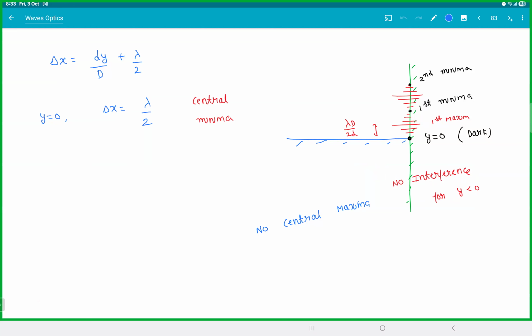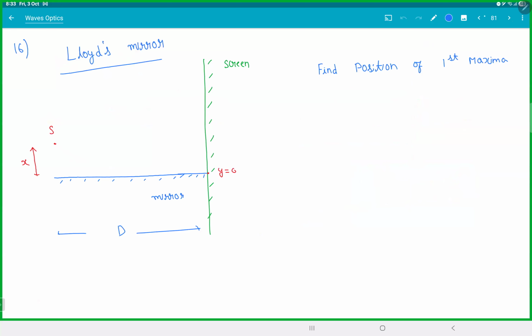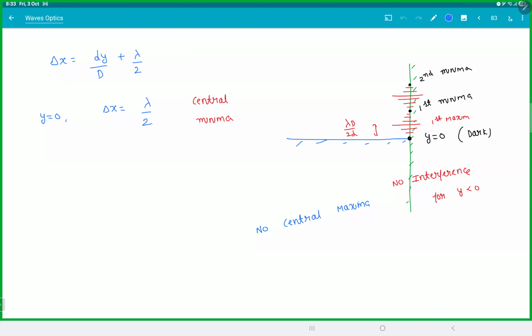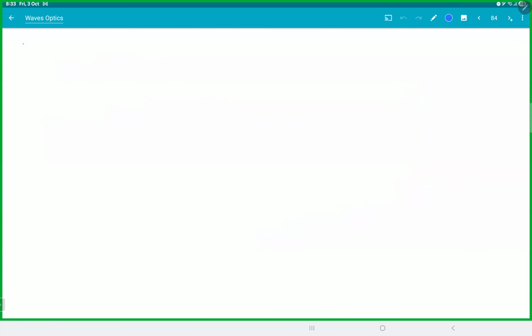The last thing that we did was Lloyd's mirror. Next thing, like I said, there are a few experiments. The next one is Fresnel biprism experiment. This is again important for your HSC boards also, and it is also there in NCERT as an example problem. They would just give you the direct numbers and expect you to solve. You need to know this. So Fresnel biprism experiment.